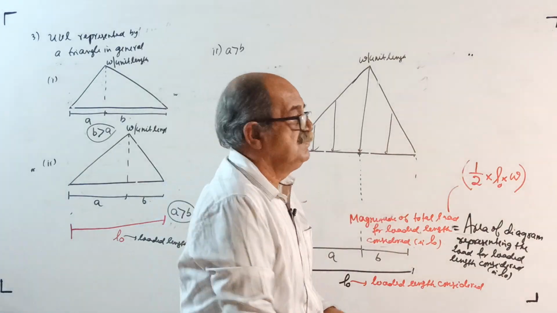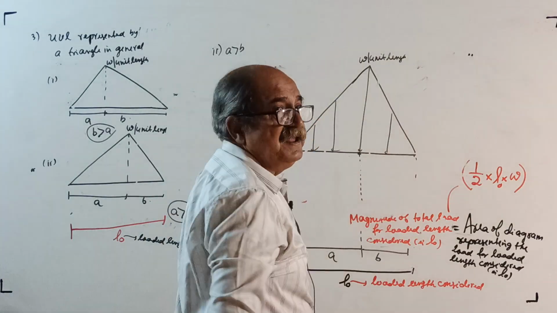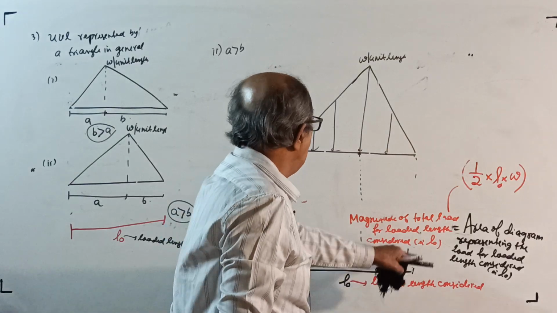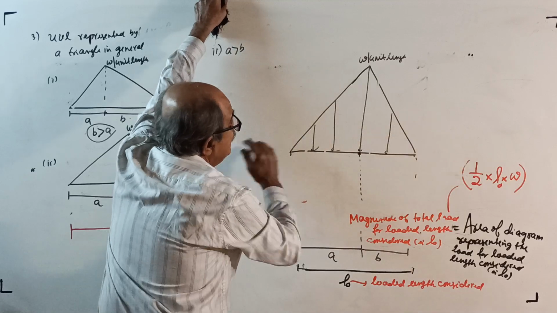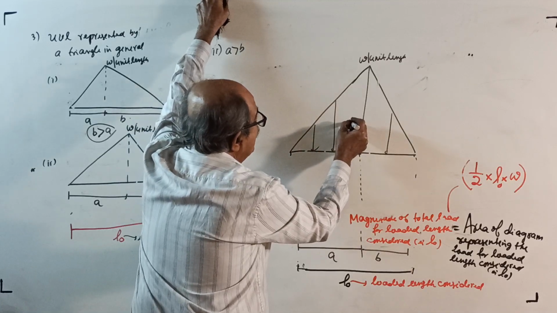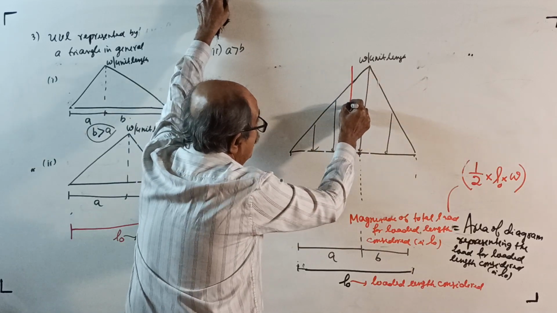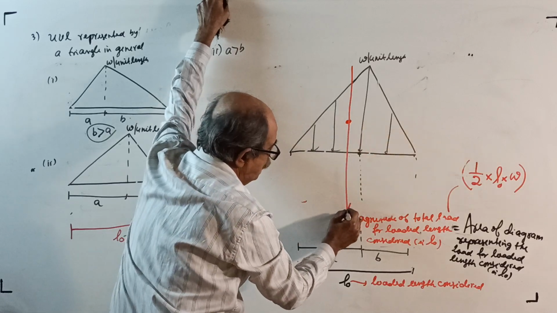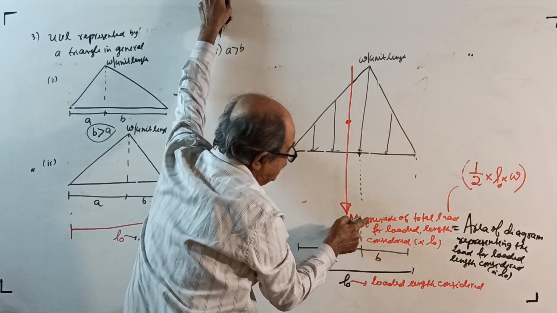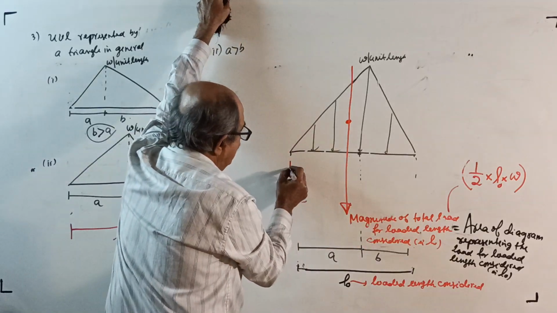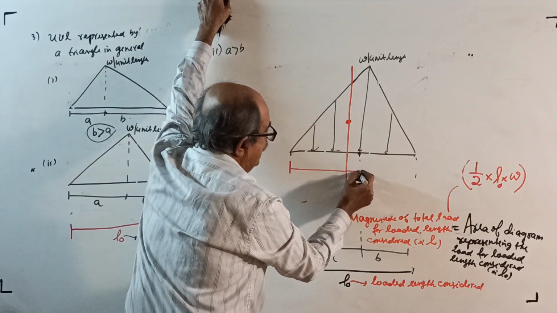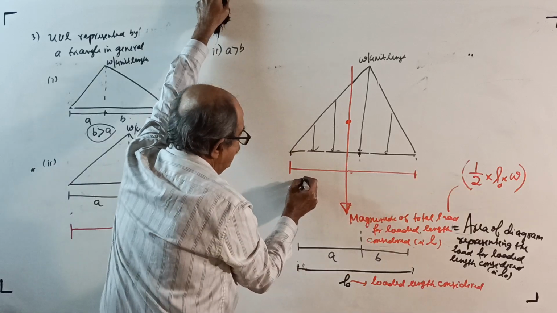Total load is area, half into L naught into W. But one thing: the centroid, this side has more area, so the centroid will be here. So your total load will be here. Now write here the magnitude of the total load. Whether A is more than B or B is more than A, I told you last time, the formula remains the same.